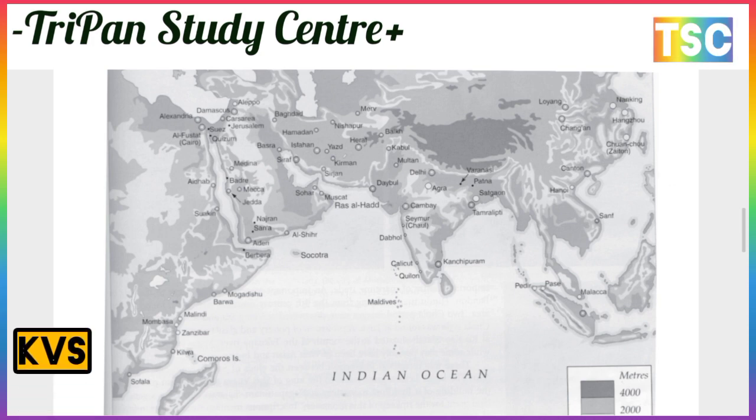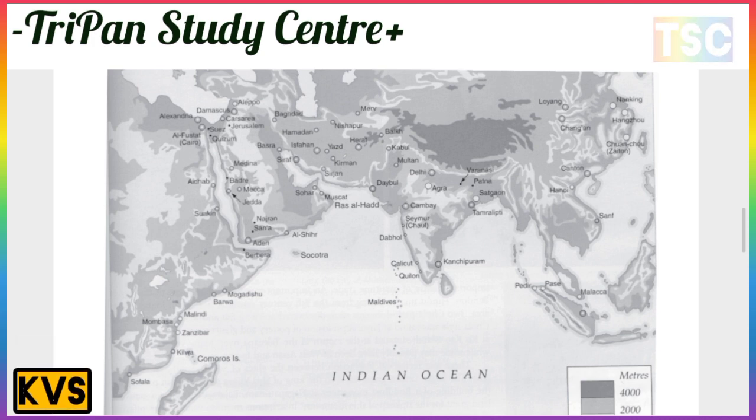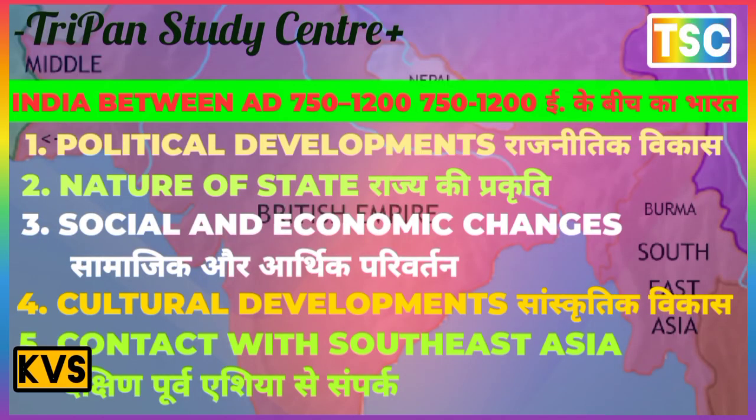There is a mention of the area here. This was the trading system at that time all over the world. This most important map shows all the areas, the world condition of India, and also the cultural development. This is an important part of the chapter on India between AD 750 and 1200.